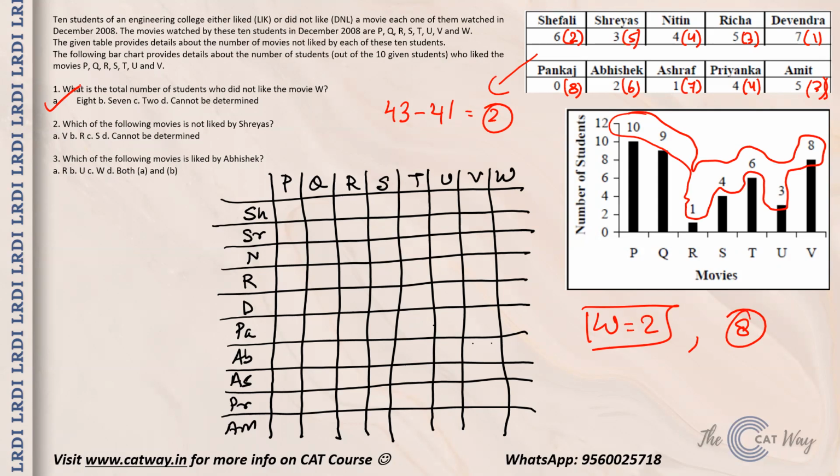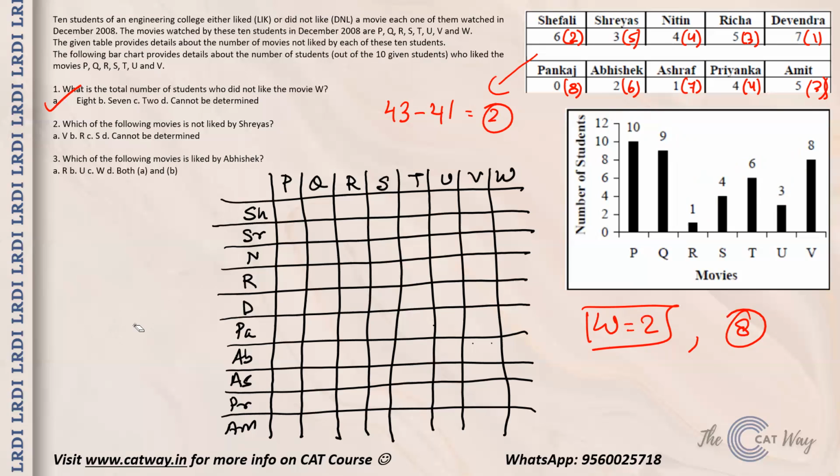Come to the second one. Which of the following movies is not liked by Shreyas? So until now it was easy. Now we have to complete the table. To save time, I have already made the table. Now the tick and cross method we will be applying.